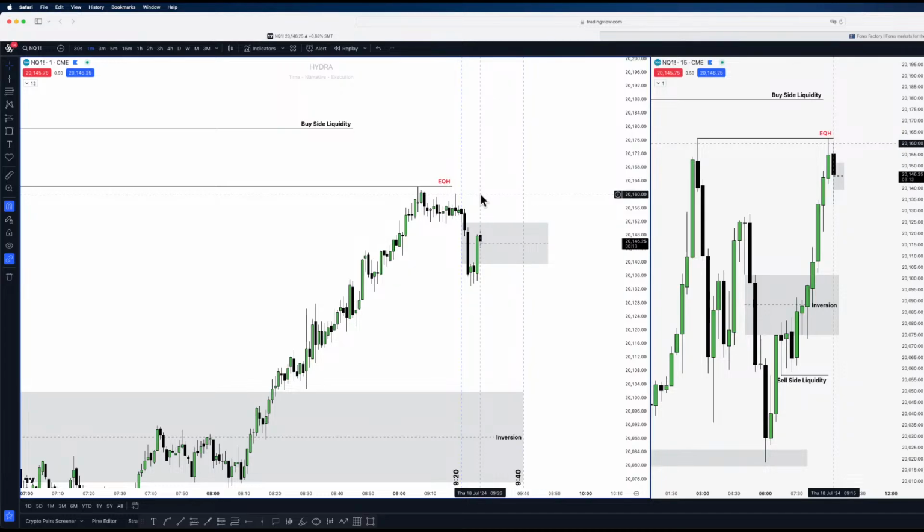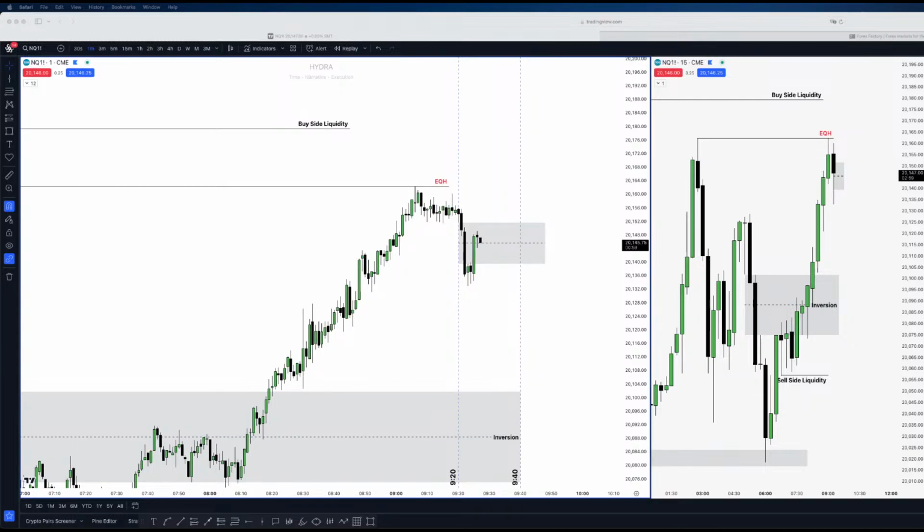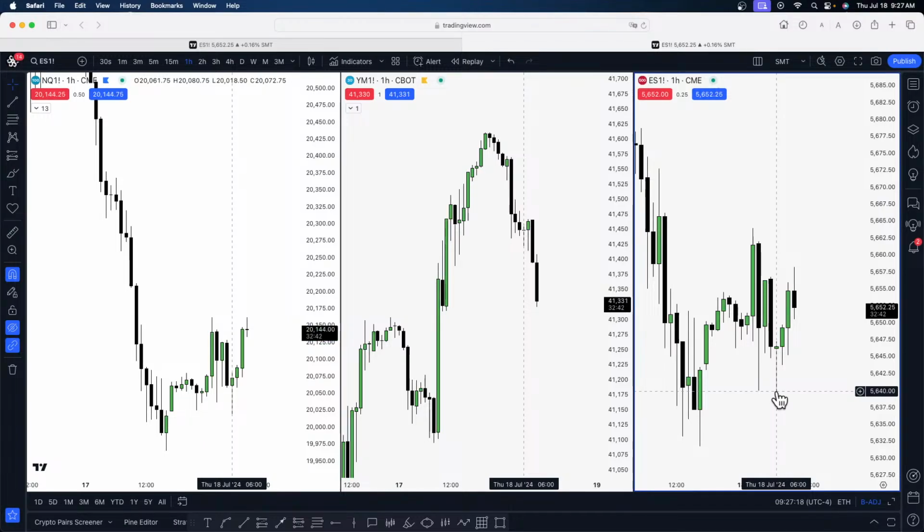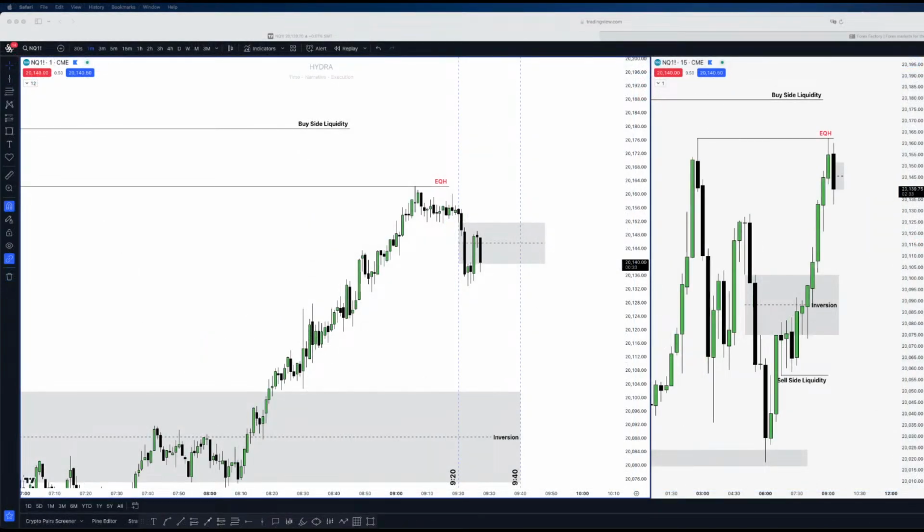SMT with ES, with the 852 high. Okay, let me see on ES. Where do you guys see the SMT? We don't have an SMT with ES. Bearish SMT. Do you guys see any SMT? Let me show you. I don't see it. Oh, 3-minute lower time frame. No, not interested in lower time frame SMTs, guys.